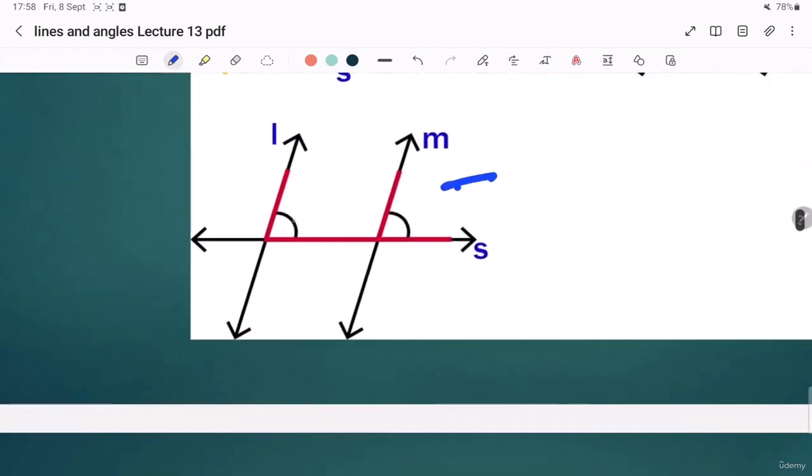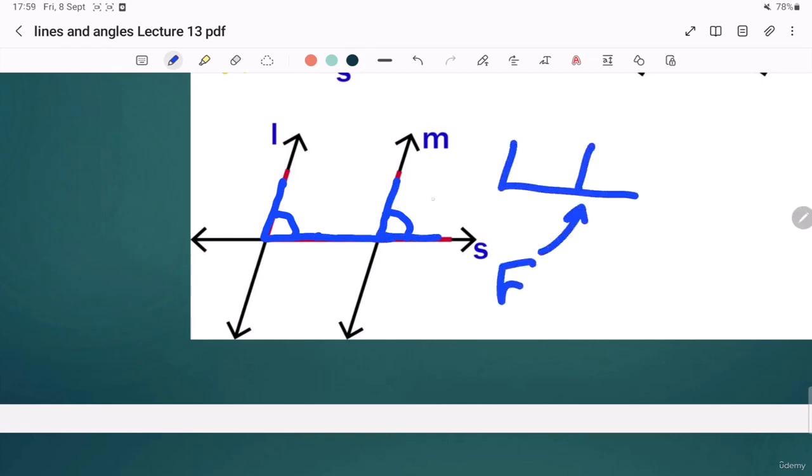Now see in this figure, these lines are parallel and this is the transversal. These two angles are corresponding angles. This angle is formed like this and this angle is formed like this. Now join them, you are getting something like this. Again this is an F shape. So these are corresponding angles.